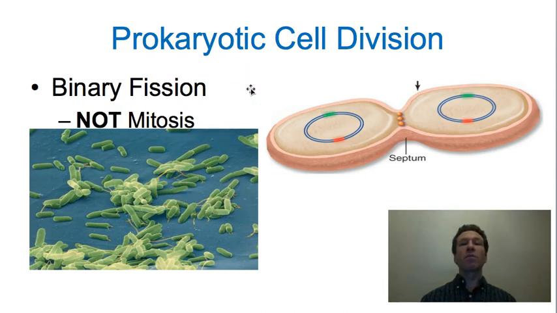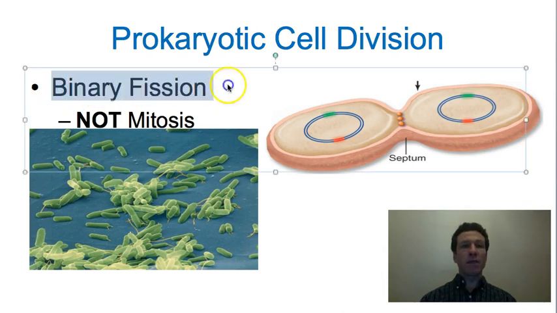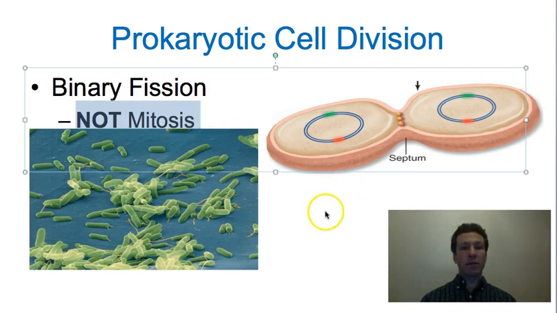So going over prokaryotic cell division, remember that the process is binary fission. And remember that binary fission is not the same as mitosis, different processes. This is just a picture of some bacteria to remind you that's what we're talking about. And in prokaryotic cell division, we'll see that the one chromosome gets copied and separated into the two daughter cells, and then a wall called a septum forms.